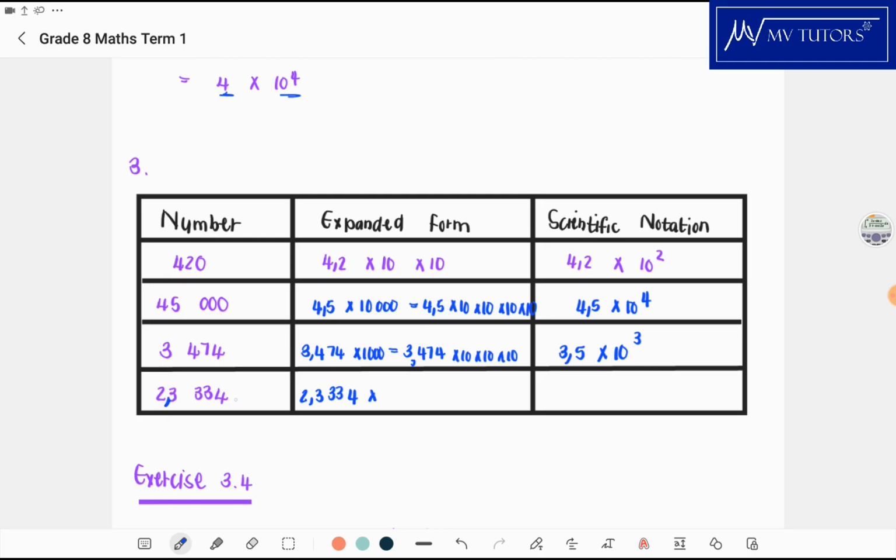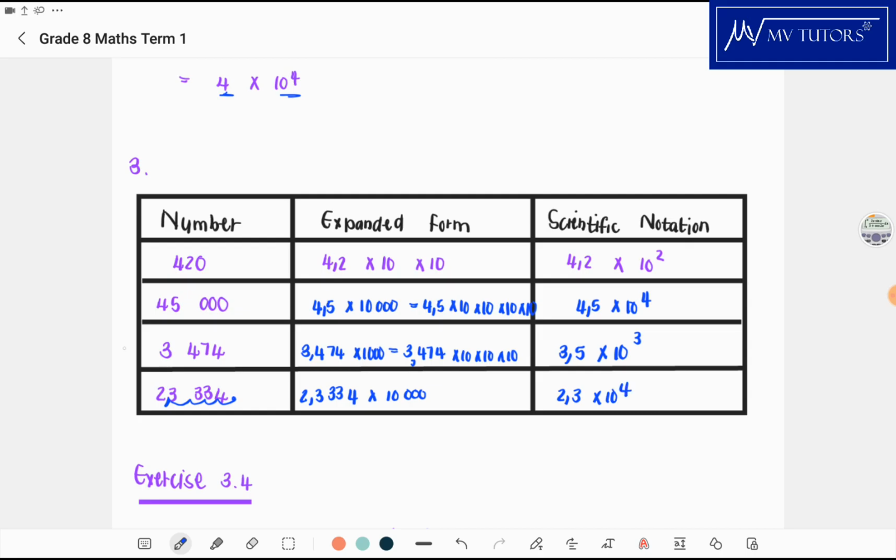If I put the comma here, I was here, so I'm going 1, 2, 3, 4. That's another way of actually knowing if you're going to have 10 to the power 4 or 10 to the power 3. But anyway, it's 2,3334 times 10,000, and we already know that 10,000 is 10 to the power 4. So basically, if I round off to 1 decimal place, I'm going to have 2,3 times 10 to the power 4.